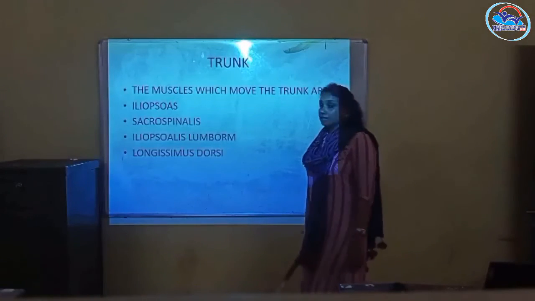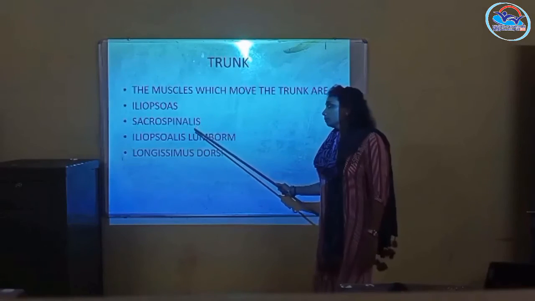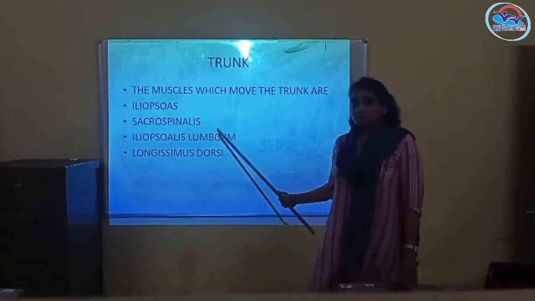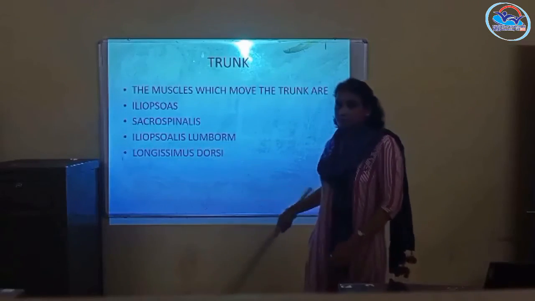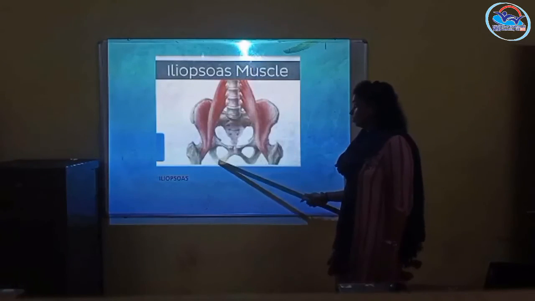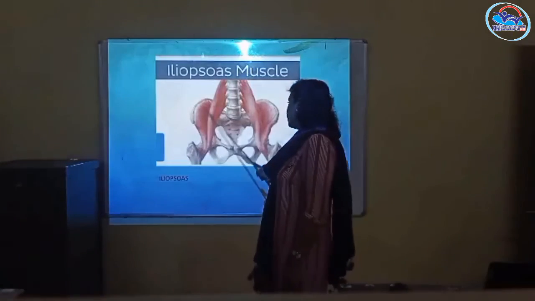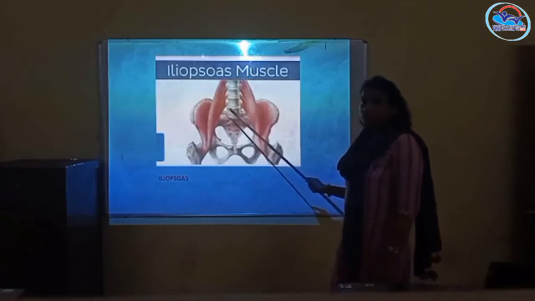Next one, the muscles which move the trunk are iliopsoas, sacrospinalis, iliopsoas, lumbar, longissimus dorsi. This is the iliopsoas muscle. In the red color, this is the ilium bone, and you can see the iliopsoas here.